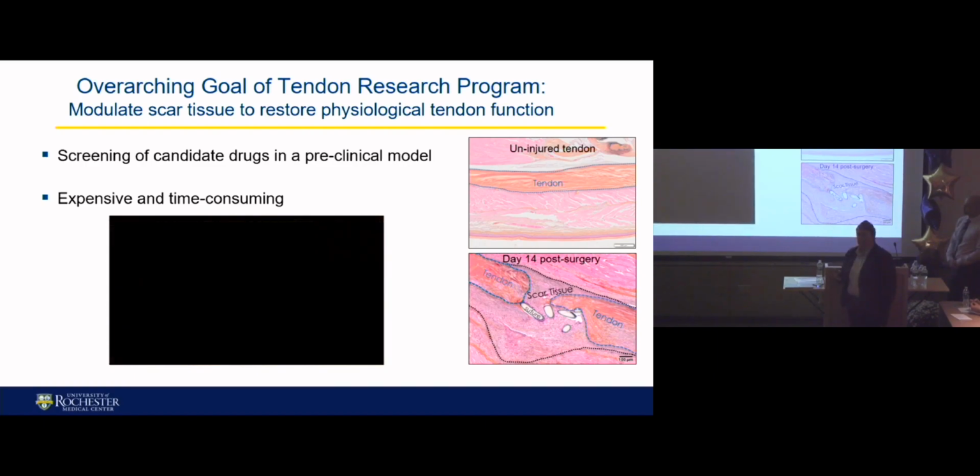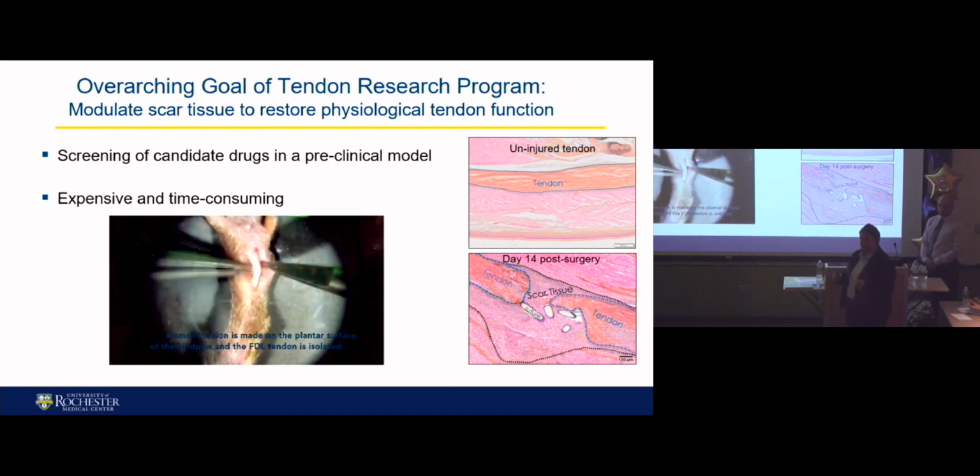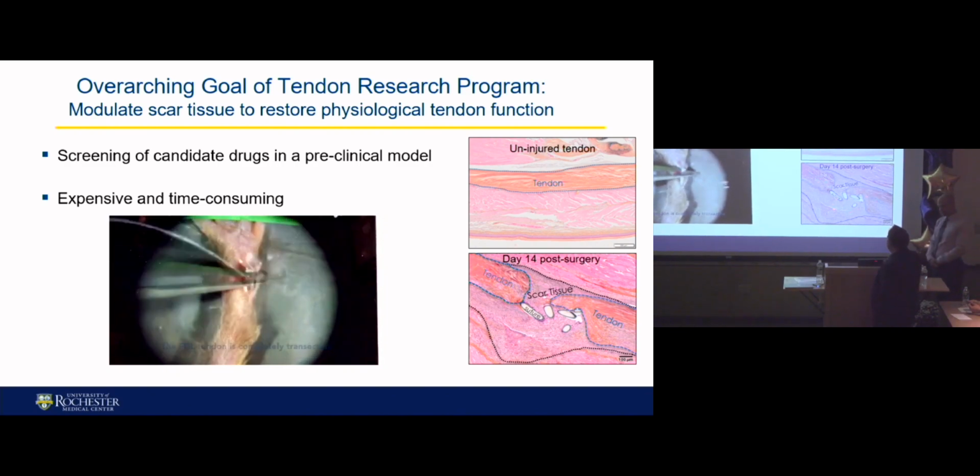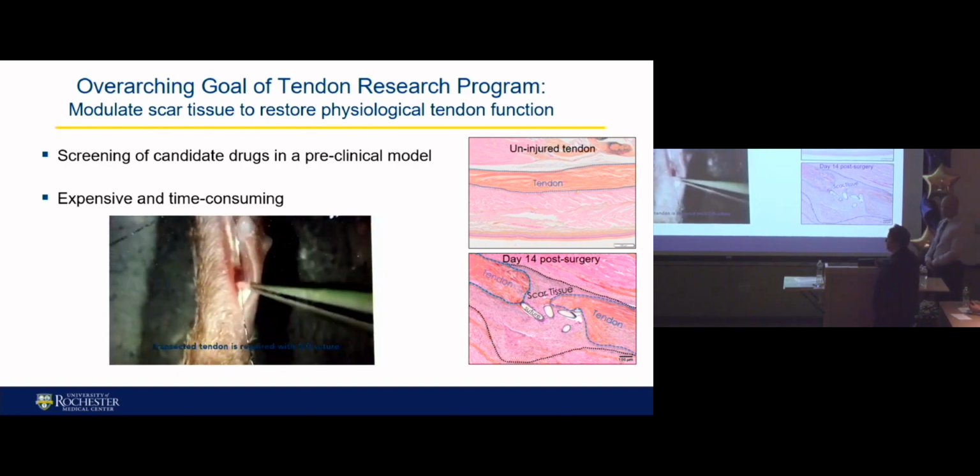And this model actually mimics a lot of the clinical scenario where the tendon's been completely transected, and then we go in and repair it with suture. And what you can see over here in these stained histological tissue images is that we have the two ends of the native tendon, but all of this is actually bridged by this scar tissue.